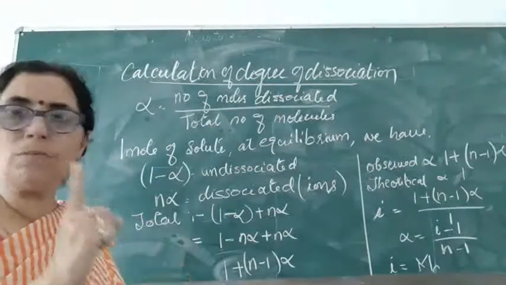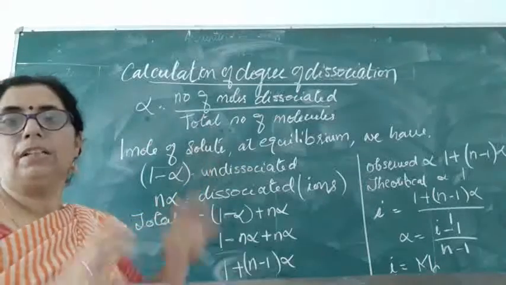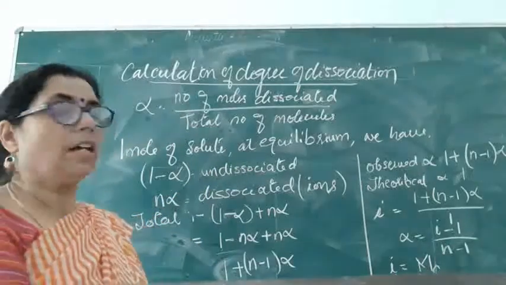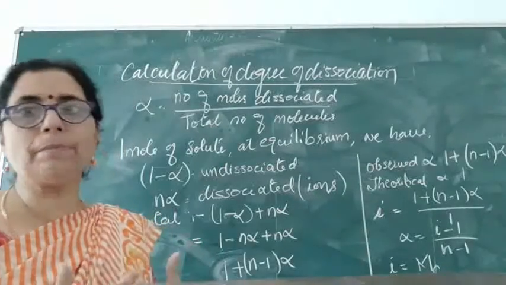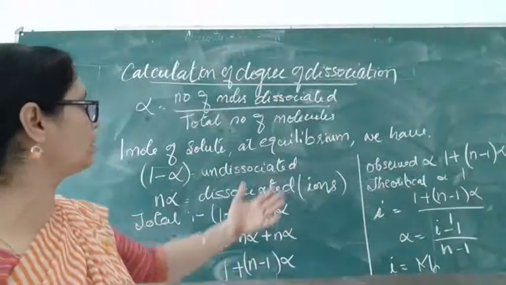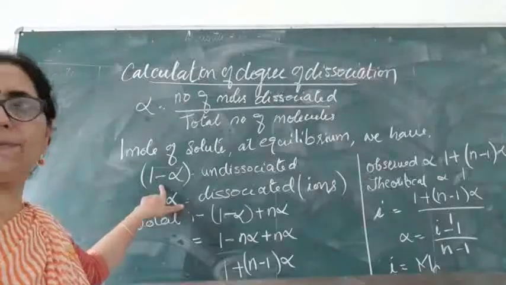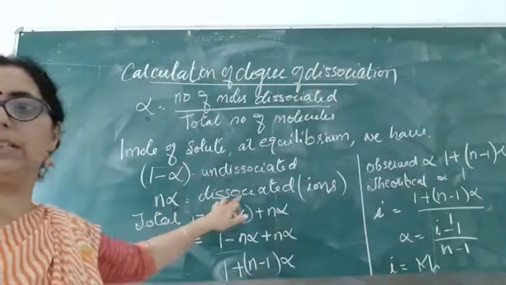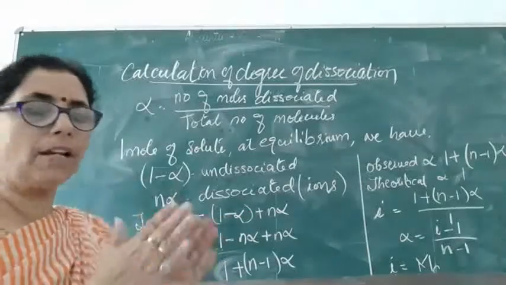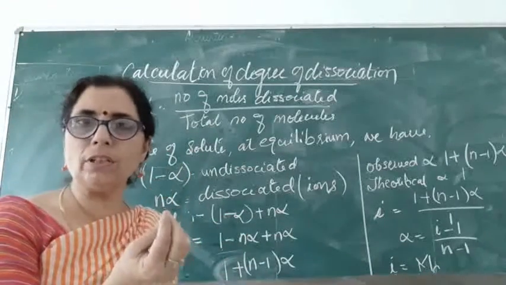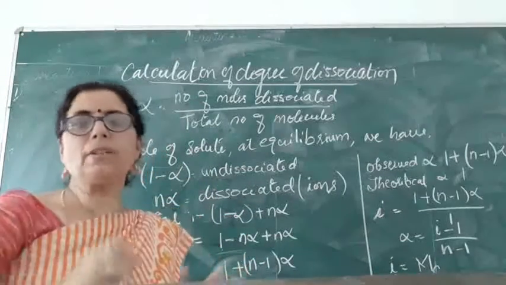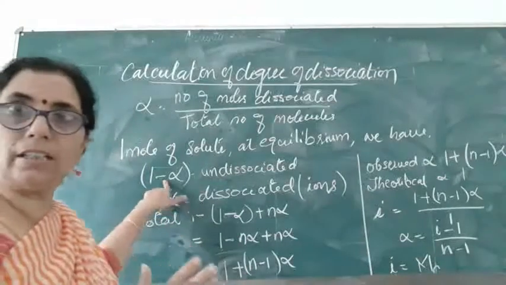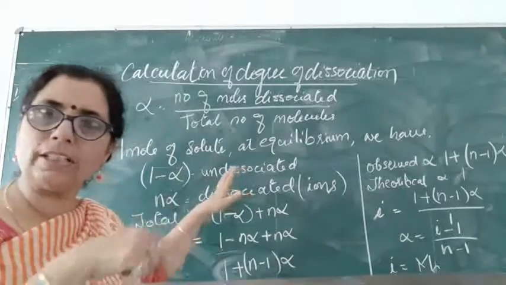We will see that if 1 mole of solute is taken and dissolved in a solution, an equilibrium is maintained between the dissociated and undissociated states. So 1 minus alpha is considered the undissociated state and n alpha will be the dissociated state. 1 is the amount of solute which will dissolve, only the alpha part of it gets dissociated and the rest remains. So 1 minus alpha is remaining and the part dissociated is only the alpha part.